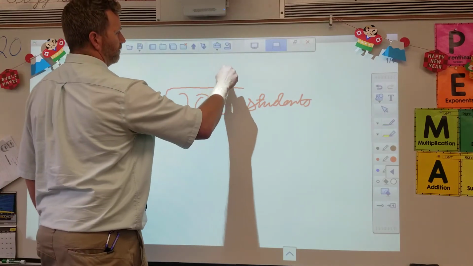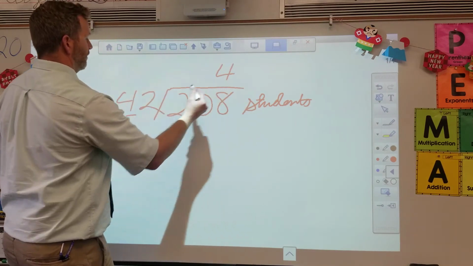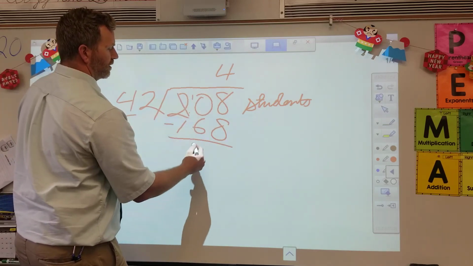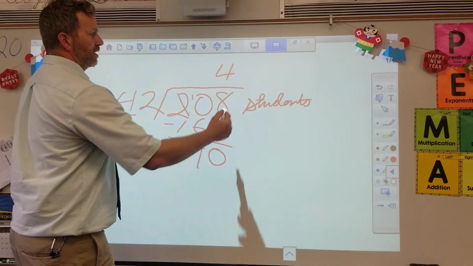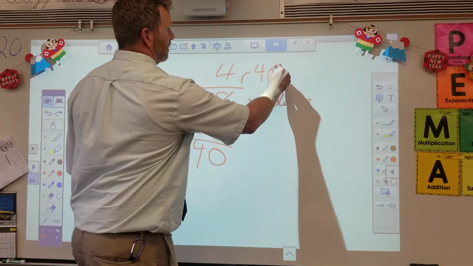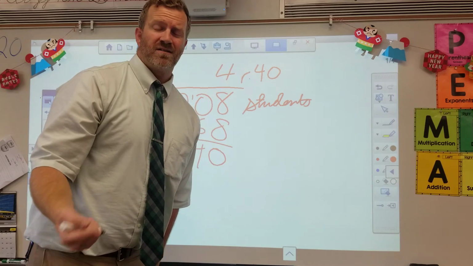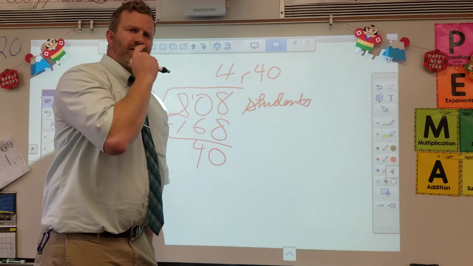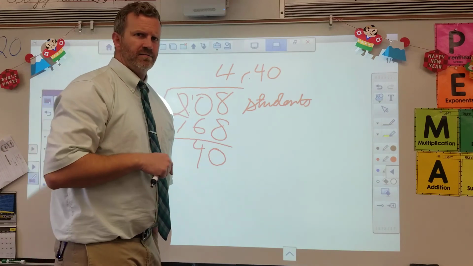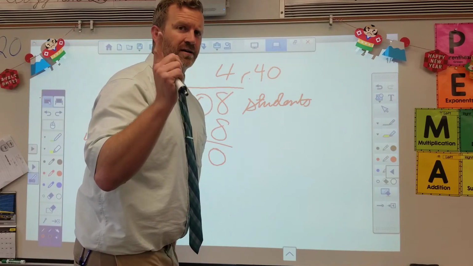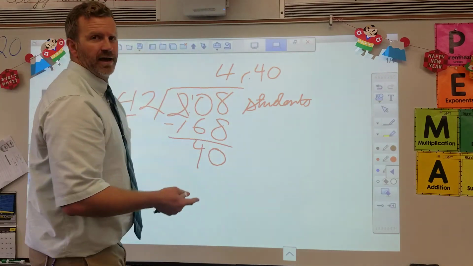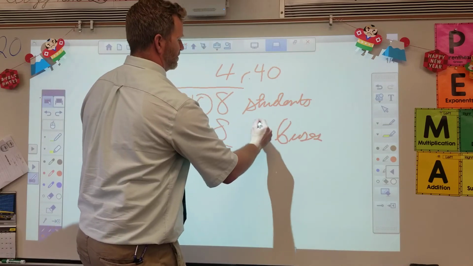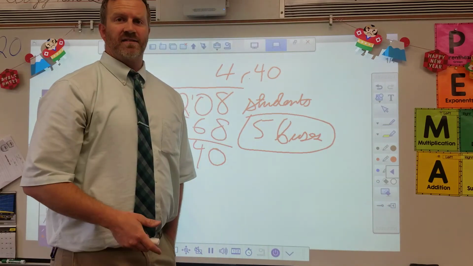Let's try 4. 4 times 2 is 8, 4 times 4 is 16. Do a little borrowing, subtract, that's 40. So we have 4 full buses, but we've got 40 students left over. So obviously, how many buses are we going to need? Serena, say it nice and loud. How many buses? That's right. 5 buses is how many we're going to need.